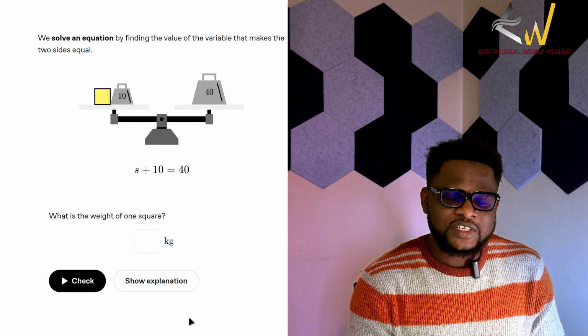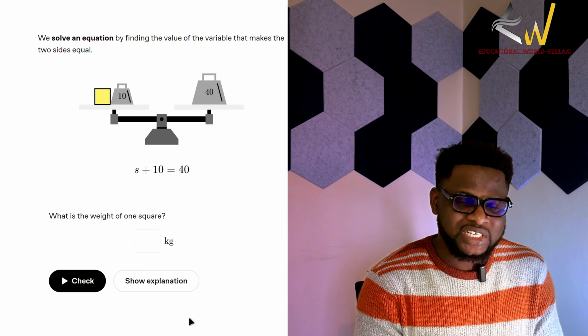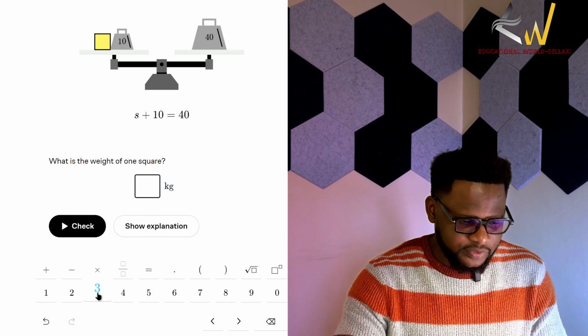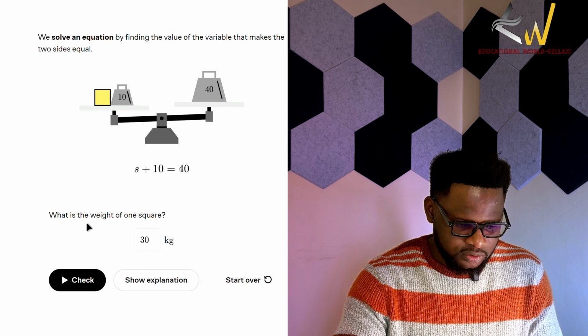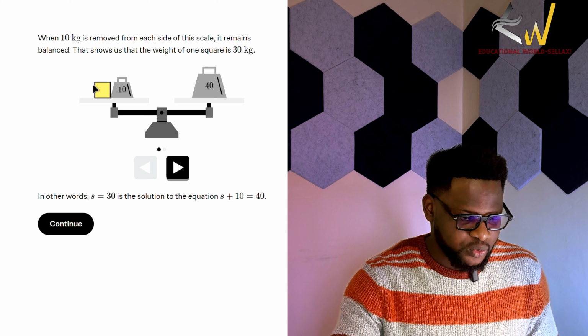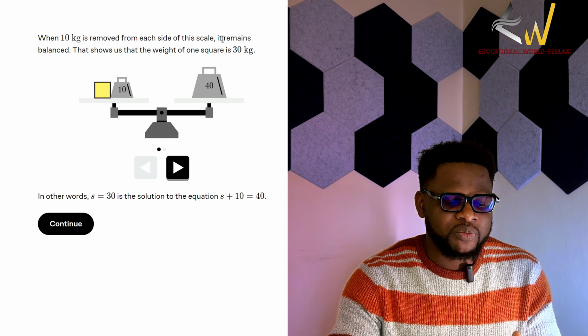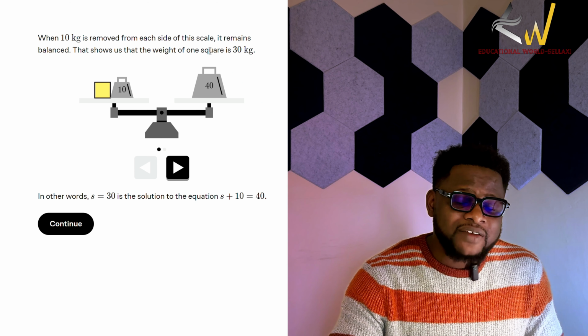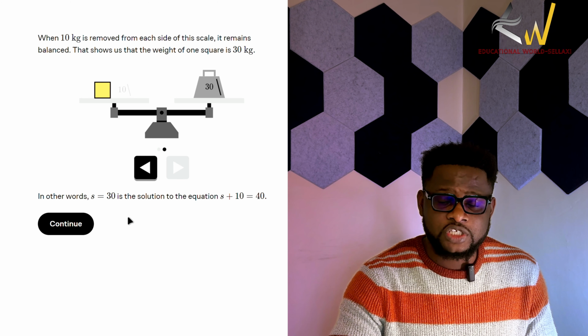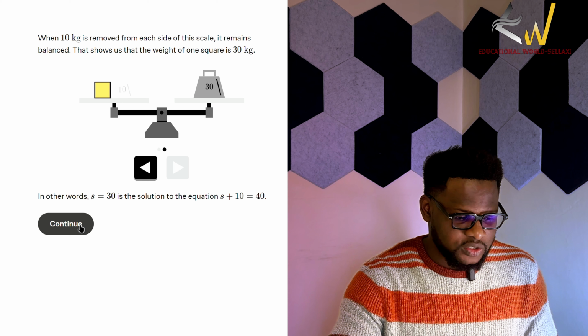So what is the value of S? When we subtract 10 from 40, the value of S is going to give us 30. So here, the value of S is 30. Okay, and that's correct. The explanation is very simple. When 10 kg is removed from each side of the scale, what is left will be the weight of the square, and what was left was 30 kg. So the value of one square is 30 kg.